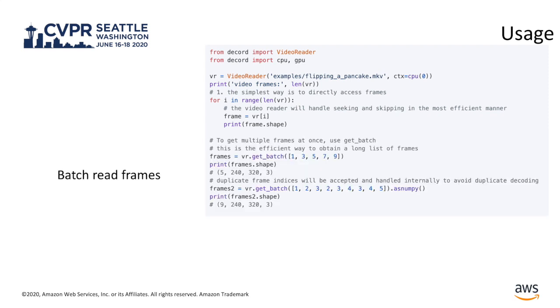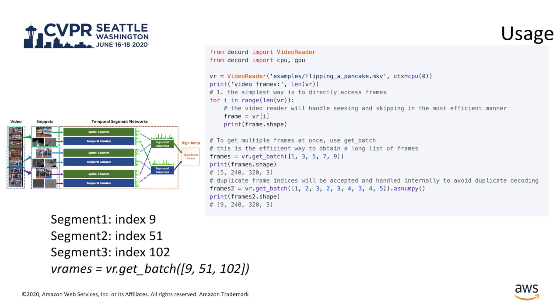Then I want to show you the most useful feature of Decord, efficient batch reading. You can simply pass in a Python list with the desired frame index. Then you will get decoded frames. For example, if I read 1, 3, 5, 7, 9 frames, I will get an array with shape 5 by 240 by 320 by 3. The 5 indicates 5 frames, and the 3 indicates RGB channel. The middle dimensions are just the video resolution.